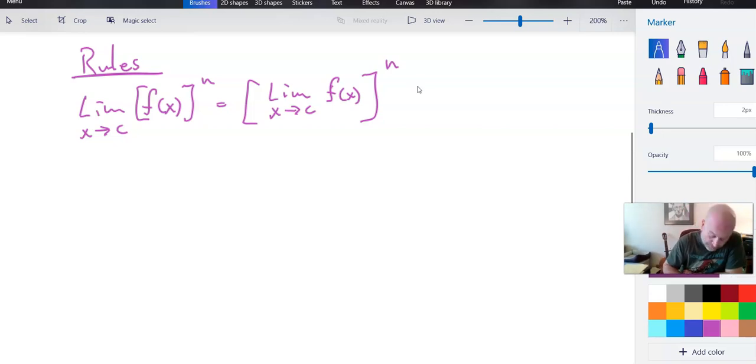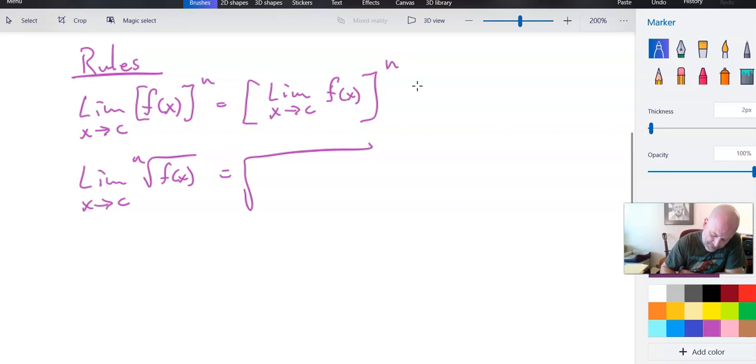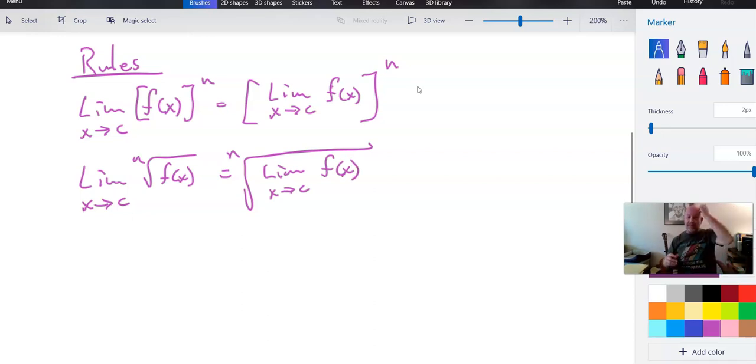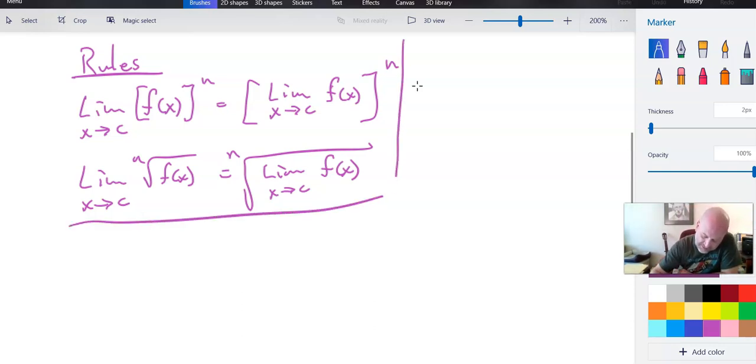Also, the same holds true for roots. Right? The limit of the nth root of f of x as x approaches c is the nth root of the limit as x approaches c of f of x. Right? So that means that when you're taking the limit of a root, you can take the limit of the inside first and then just take the root. Now, all of those rules that we were looking at end up culminating in this nice little summary.